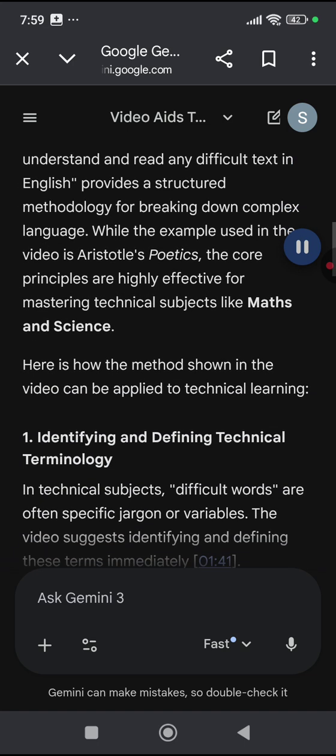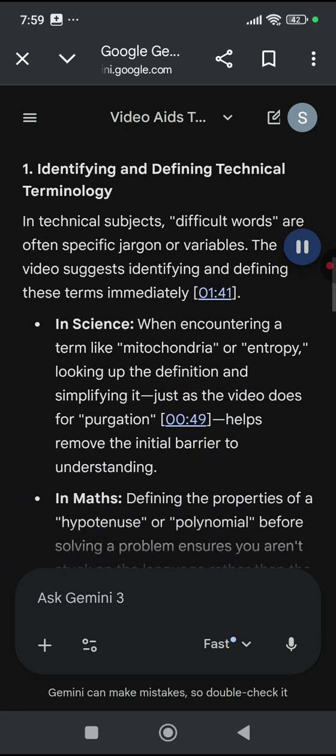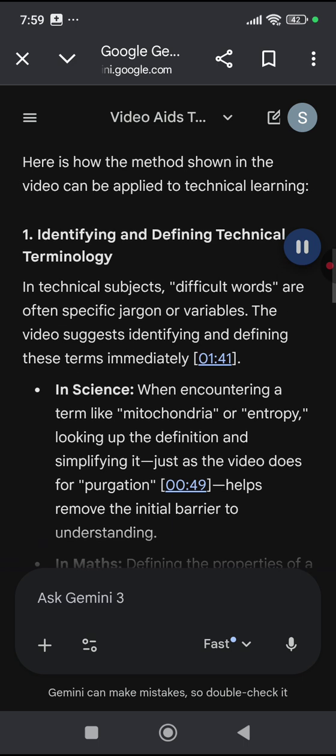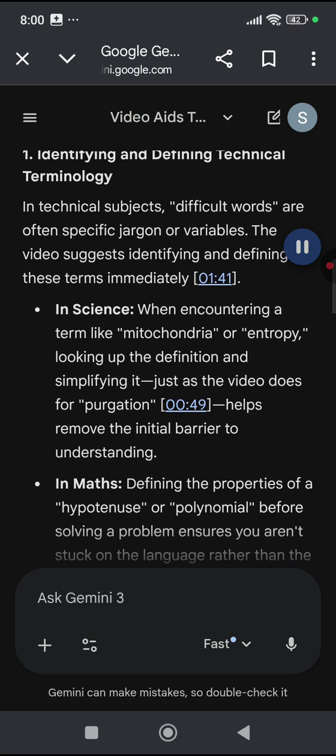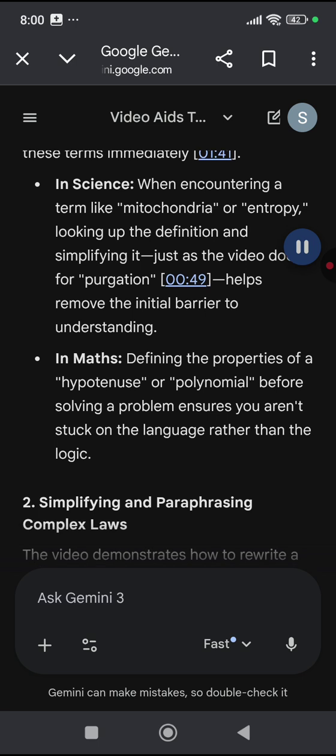1. Identifying and defining technical terminology. In technical subjects, difficult words are often specific jargon or variables. The video suggests identifying and defining these terms immediately. In science, when encountering a term like mitochondria or entropy, looking up the definition and simplifying it, just as the video does for purgation, helps remove the initial barrier to understanding. In maths, defining the properties of a hypotenuse or polynomial before solving a problem ensures you aren't stuck on the language rather than the logic.